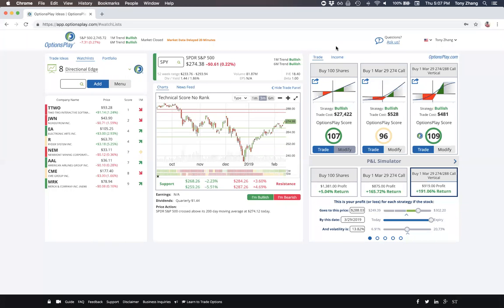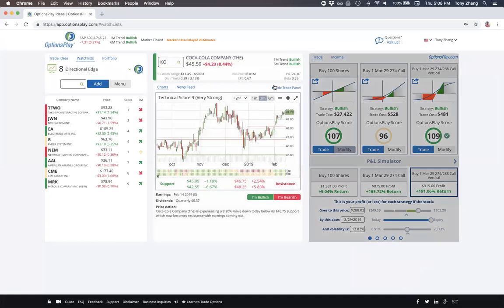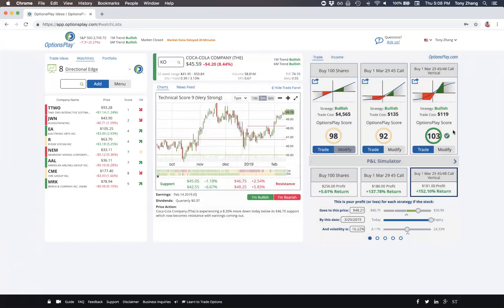What is the green tick mark on the right panel? The green check mark just refers to which strategy out of the three gives you the best risk to reward ratio.